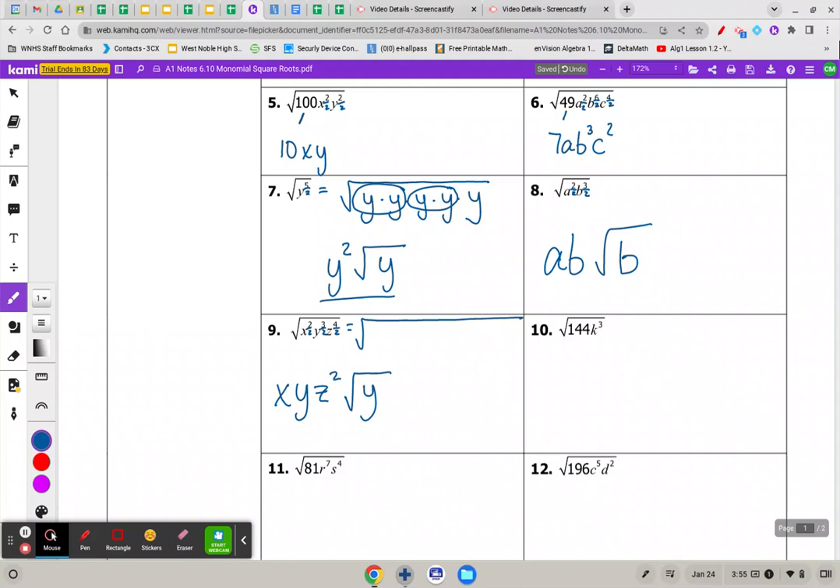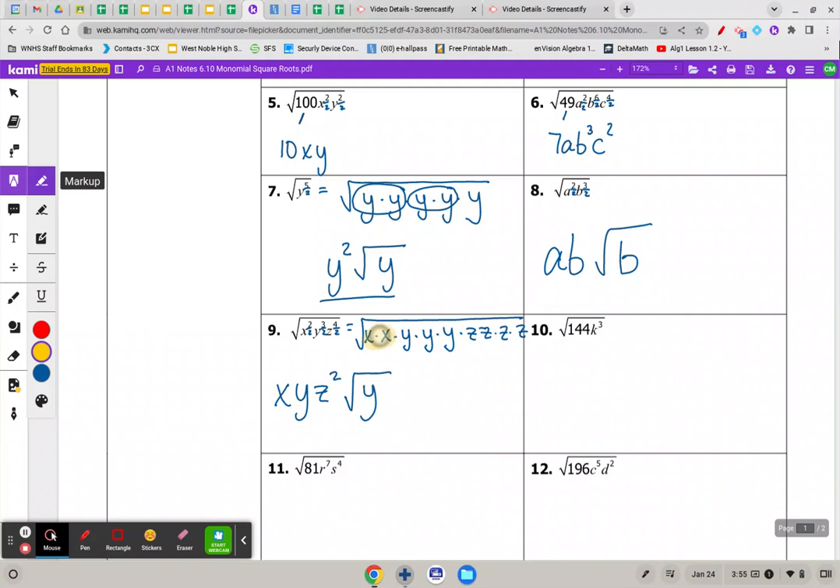If you prefer my other method of grouping them all up, you have x times y times y times y times z times z times z times z. Group them. We've got one group of x's. That's where x to the first comes from. You've got one group of y's. That's where y to the first comes from. You've got one y left over. That's where this guy comes from. And then you've got two groups of z's. That is where z to the second comes from.